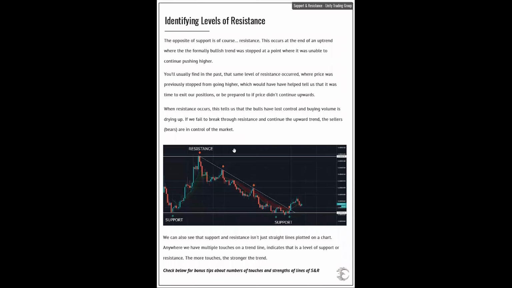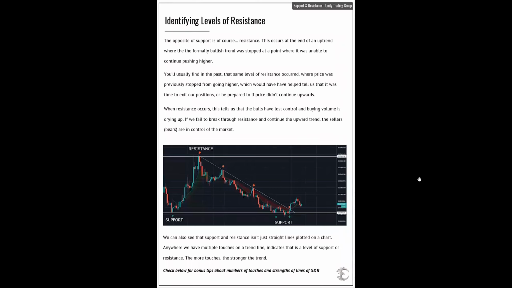We don't just buy on support or resistance unless we've got a very significant indication that that is definitely going to be resistance. So when resistance occurs, it tells us that the bulls have lost control and buying volume is drying up. If we fail to break through resistance and continue the upward trend, the sellers or the bears are in control, as they were here.